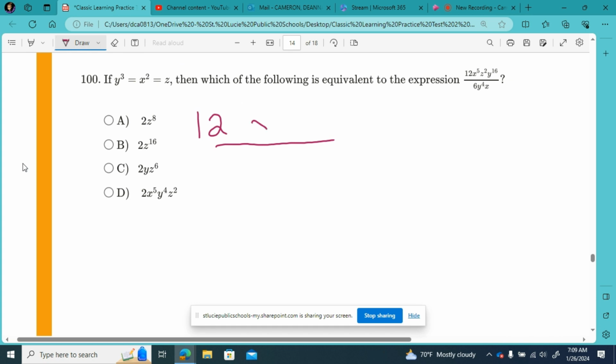So we got 12. We got x to the power of 5. X, Y, Z. Look how they got X, Y, Z. I like keeping it in alphabetical order. So I'm going to move my Y in front of my Z. Y to the power of 16. And then z squared on the end over 6 y to the power of 4 and an x. So I rewrote it. My fraction is equivalent to that fraction, but to me, it's easier to see how the things all line up together.